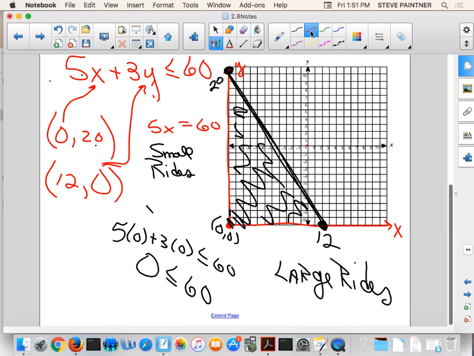Give me one example of a possibility. Can I go on one large ride and one small? Do I have enough money? Yes, I do. That is a solution. Can I go on, let's say, 10 large rides and one small? Yeah. How about 10 large and 1, 2, 3, 4, 5, 6 small? No. Don't have enough money for that one, but that one you do. Okay, you got that?